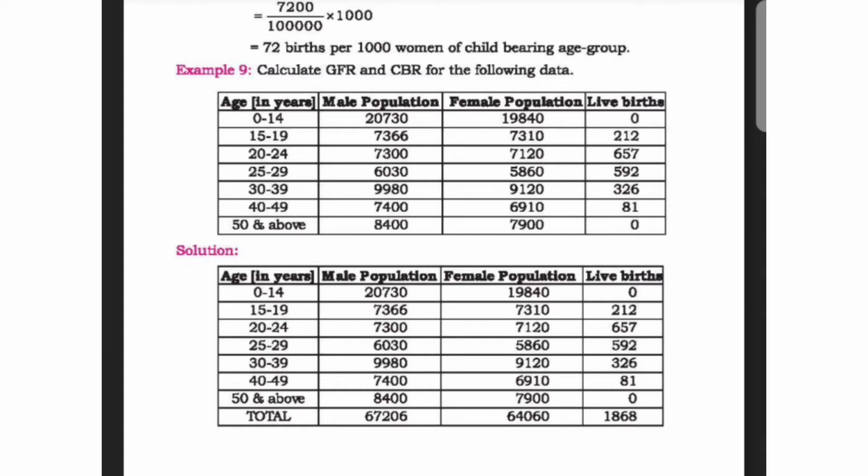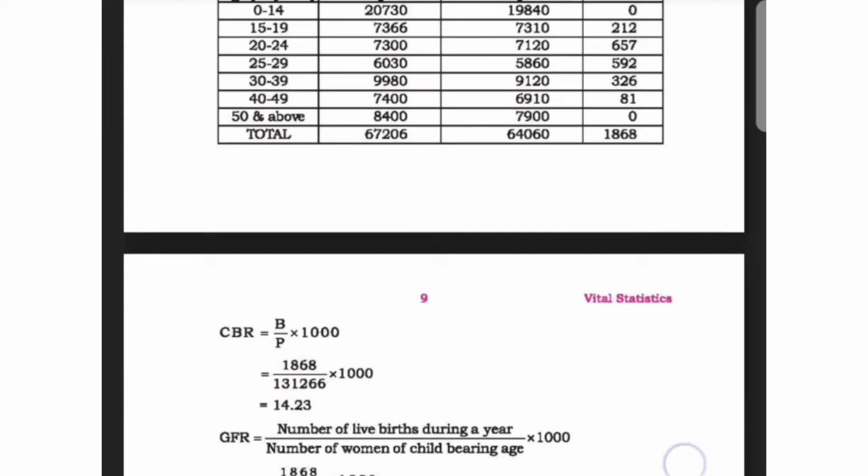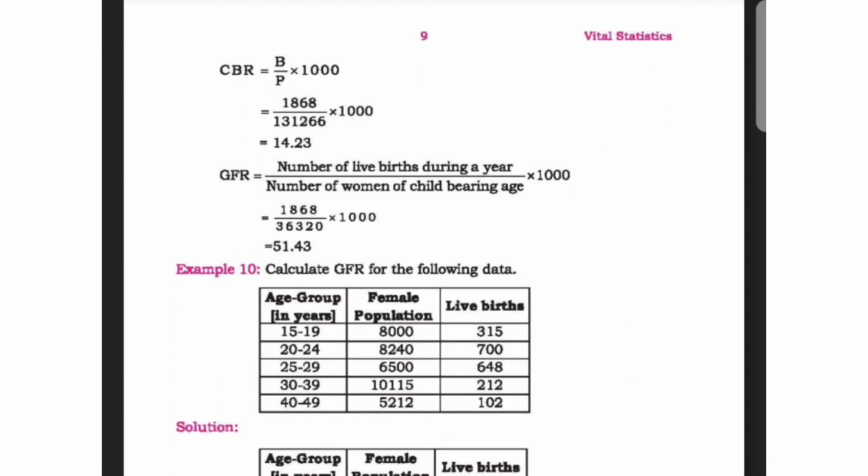Okay, the one example I considered here is the calculation of GFR and CBR for the following data. Here the age is given and the male population, female population and live births are given. In the solution part, you write age group, male, female and live births, and then the calculation part, the CBR. How to calculate CBR?